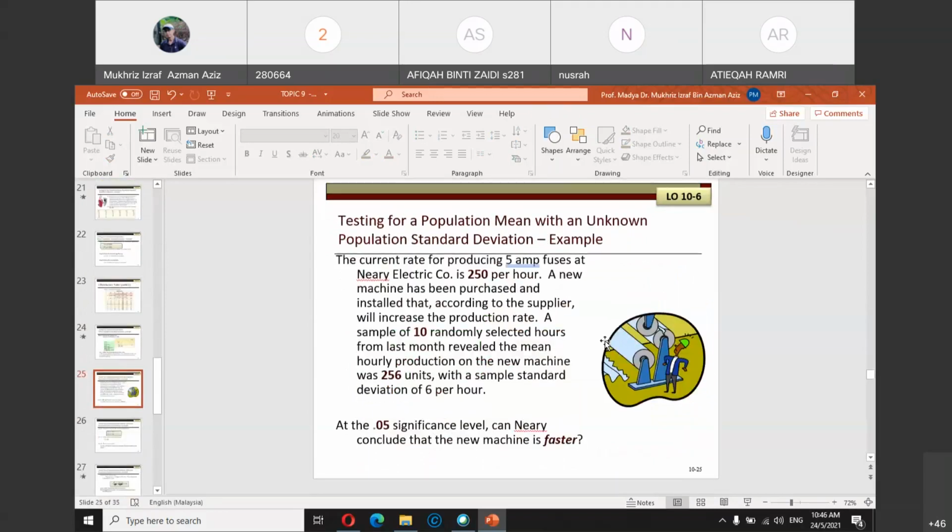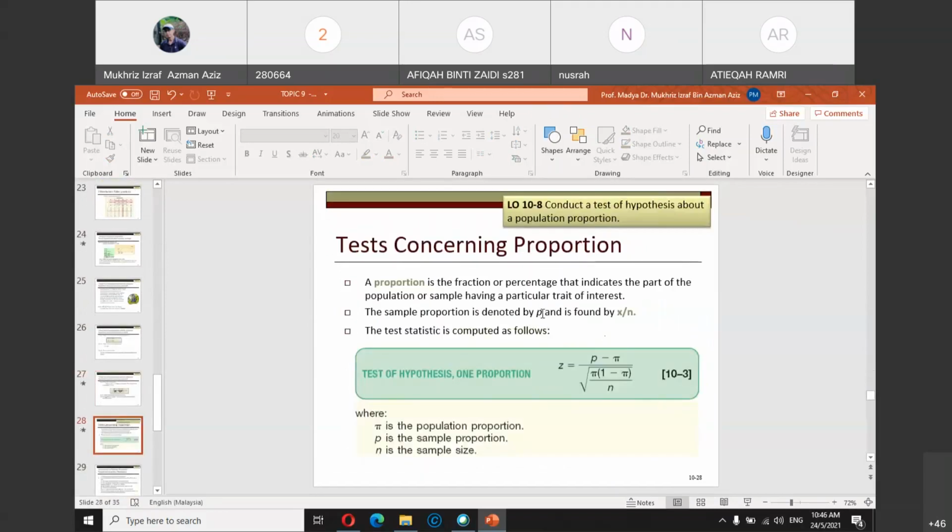And finally, if you are using proportion, it is when your information is just based on percentages or proportion. It's similar to your CI, confidence interval topic. So the formula to calculate the Z value, the calculated Z, is based on this simple formula: P minus pi divided by the square root of pi times 1 minus pi over n.